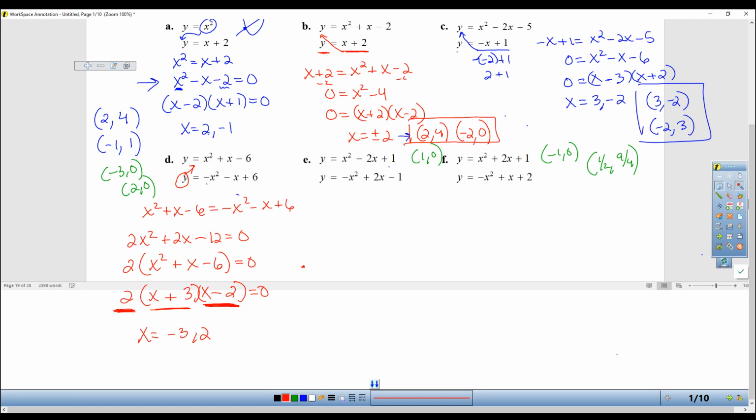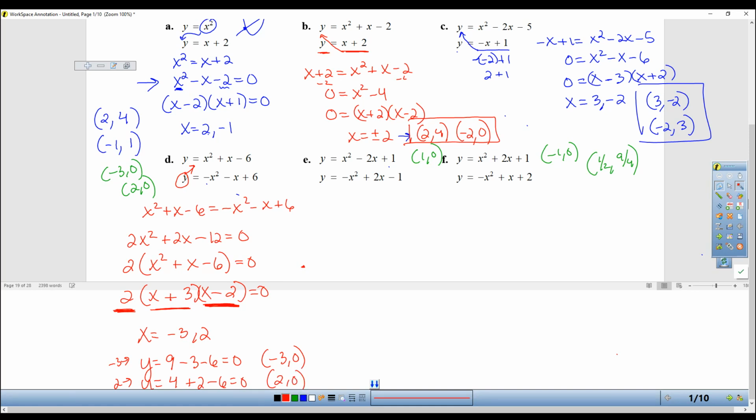Neither one of these are easy places to plug it in, but we can do it. So when I plug a negative 3 in, negative 3 squared is 9. I'm plugging into the first one. 9 minus 3 minus 6 comes out to be 0. So negative 3, 0. And then when you plug in the 2, 2 squared is 4, plus 2 minus 6 is also 0. So 2, 0.